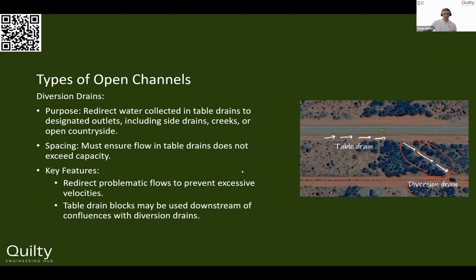Another note as well, and I do point this out because when we start looking at modeling these systems and we start working with a lot of the civil designers out there, when you have a table drain and then you want to divert it into a diversion drain, or you want to stop the water and push it through a culvert, please make sure you've got table drain blocks, essentially a bund at the bottom of that table drain. A lot of the time I've seen models where you would have a table drain that just runs right through, and on a plan it says the water's going to go somewhere else. But if you don't have a physical bund to push that water, the water's going to just keep running straight through. So just keep that in mind in the design space.